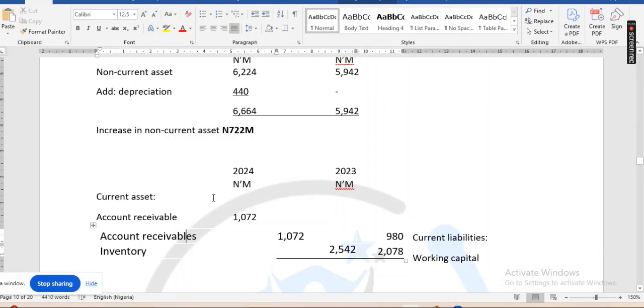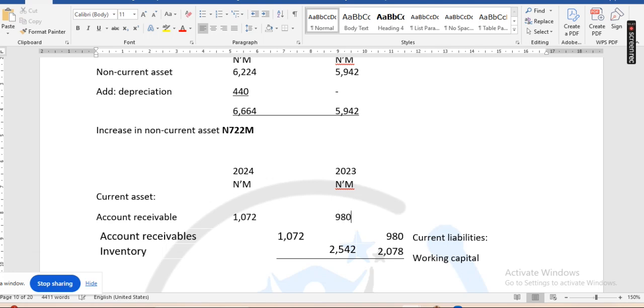Clement: Sir, please, why are we excluding cash and bank? It is assumed that you didn't use it to run the business. You already have it before, right? It is not part of the finance of the business. Okay, sir. Thank you, sir. Yeah, you're welcome. That is a very good question. Well done. The receivable for this is 980 for this year.